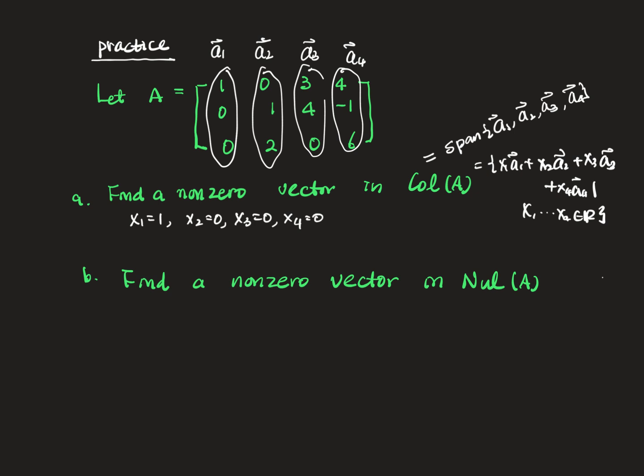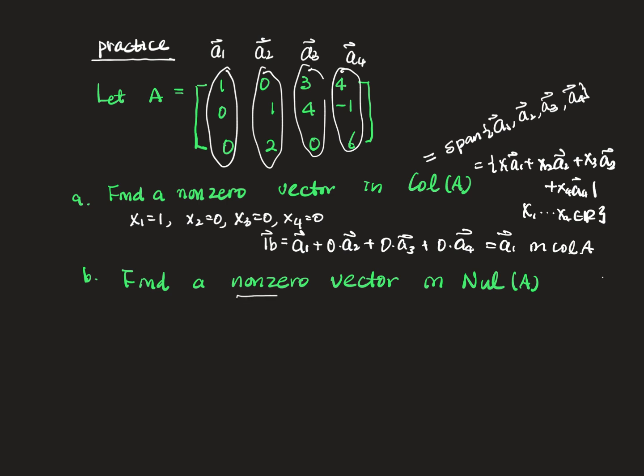Which means I'm going to put the B vector: x1 is 1 times the A1 vector plus 0 times the A2 vector plus 0 times the A3 vector plus 0 times the A4 vector. So the A1 vector is in the column space of A. So what is A1? 1, 0, 0. Does it make sense? Same thing, the A2 vector is in the column space of A. That's how to understand the column space.